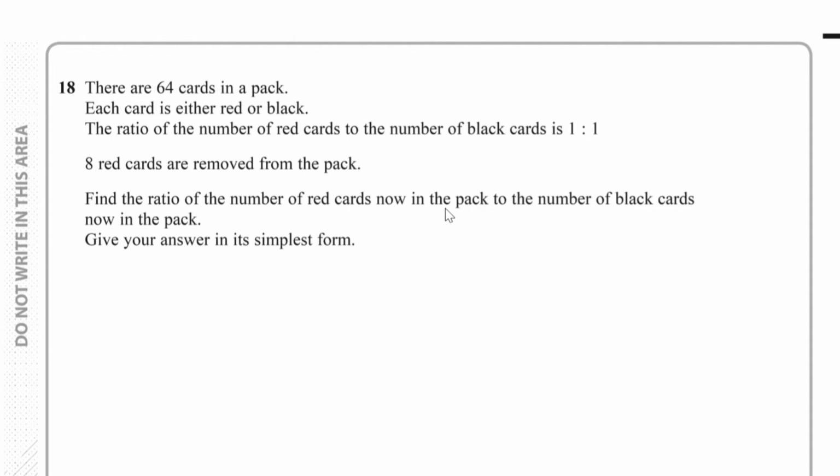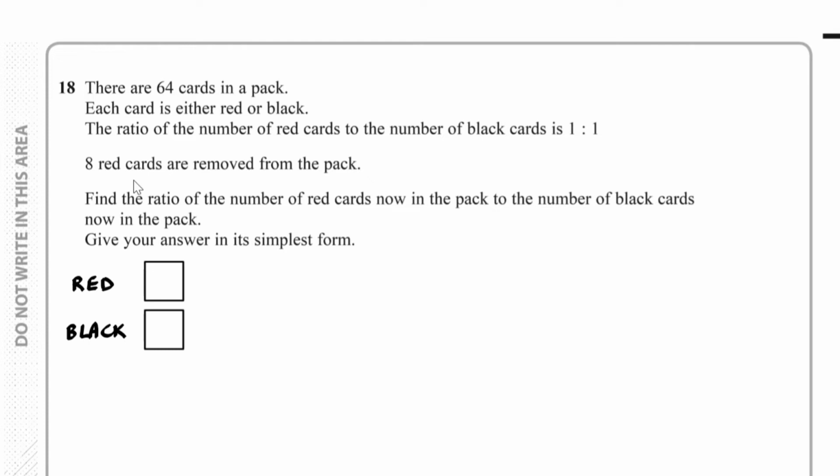Question number 18. There are 64 cards in a pack. The card is either red or black. The ratio of the number of red cards to the number of black cards is 1 to 1. 8 red cards are removed from the pack. We have to find the ratio of the number of red cards now in the pack to the number of black cards now in the pack. Give your answer in its simplest form.